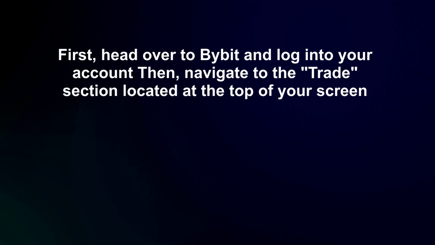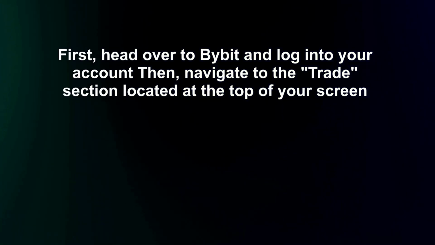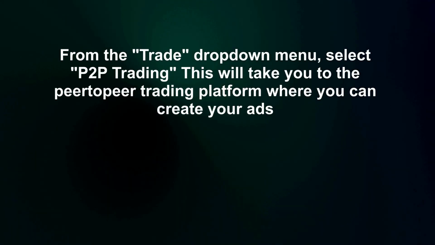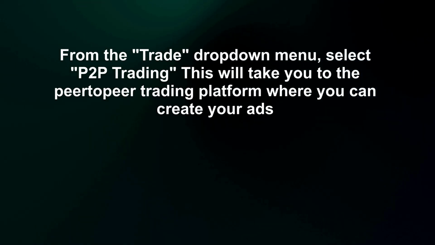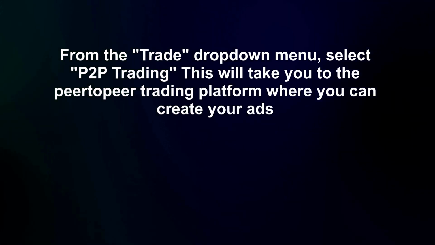First, head over to Bybit and log into your account, then navigate to the trade section located at the top of your screen. From the trade drop-down menu, select P2P Trading. This will take you to the peer-to-peer trading platform where you can create your ads.